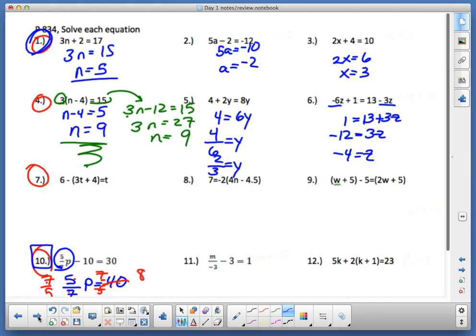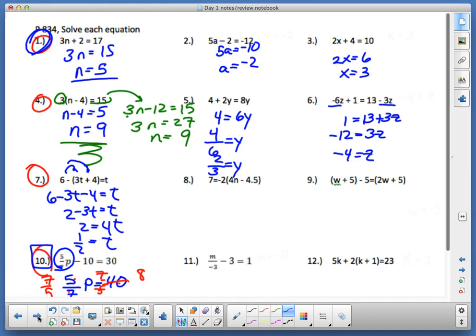In 7, I got to distribute a negative value. So 6 minus 3t minus 4 equals t. As you go through, I want to get the t's together, and I can get the 6 and the 4 together. So I've got 2 minus 3t equals t. I got 2 equals 4t. Now, be careful. The answer becomes t equals 1/2 as we go through.